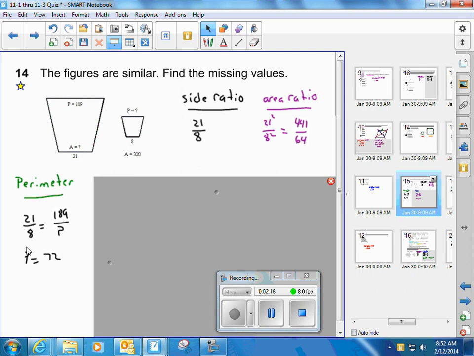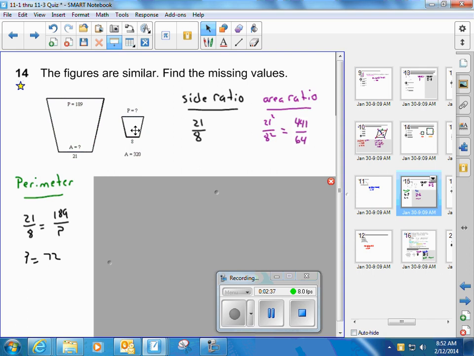So when I cross multiply, remember the cross products of proportions are equal. When I cross multiply the diagonal that has a number in both spots and divide by the other number, that's the pattern if you follow the algebra rules, I get 72. So that's the perimeter of the smaller trapezoid.